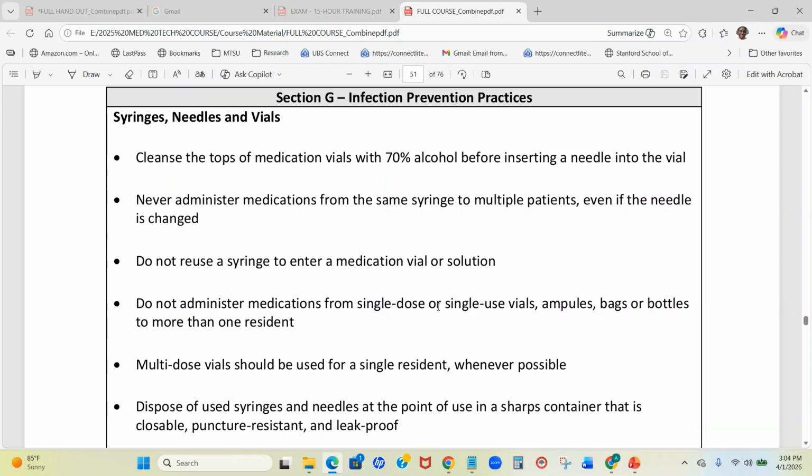Never administer medication from the same syringe to multiple patients. That is a big no-no. Even if the needle is changed, don't do it. Do not do it.